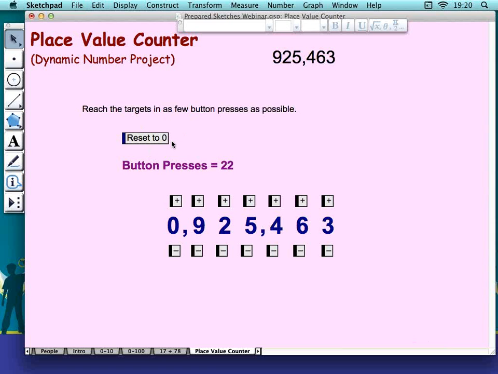So the worksheet has a number of these problems on it. For each problem, you reset to 0 and see how many button presses it takes you to get to that particular problem. All right. The next activity I want to show you.